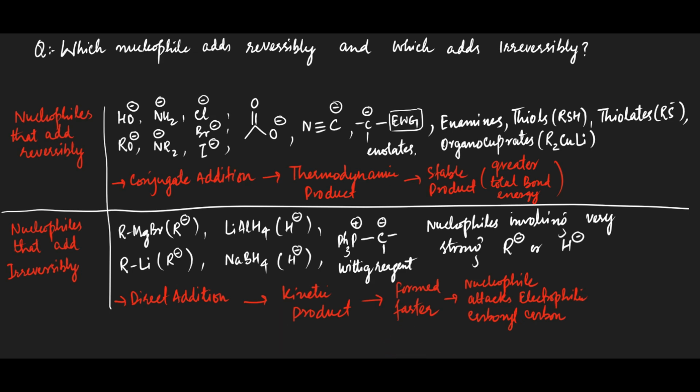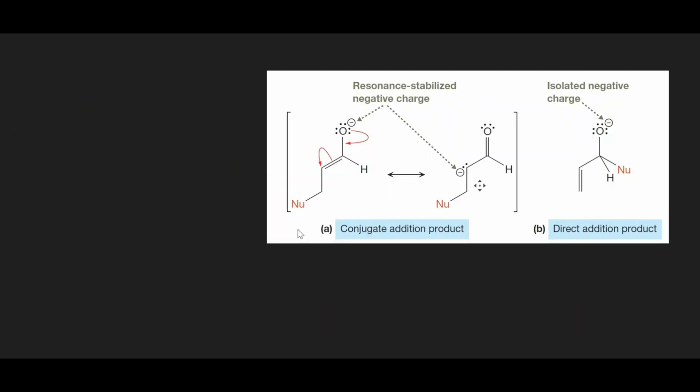The conjugate addition product is the one that is more stable, making it the thermodynamic product. The direct addition product is the one that is produced more rapidly, making it the kinetic product. Why is the conjugate addition product the thermodynamically more stable product? First reason is charge stability. The conjugate addition product is more stable in part because of charge stability.